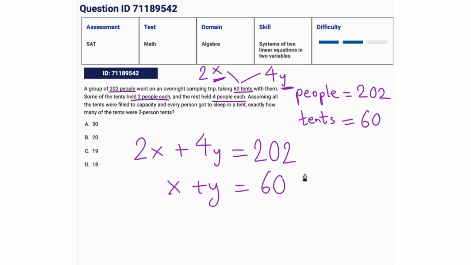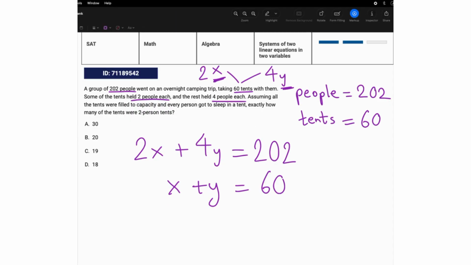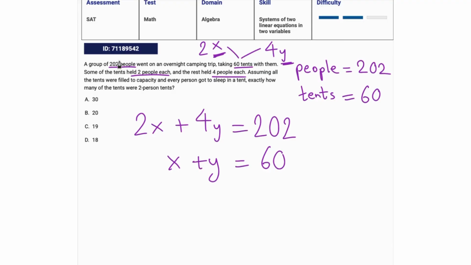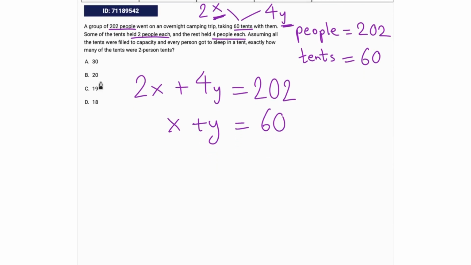All right, now let me choose another color and we'll start substituting them. So once you've formed a system of equations, there are 2 ways to solve this problem now. One, use Desmos. The second way, which you're going to do now, is to substitute or use system of equations, whatever you like, to get a specific solution.